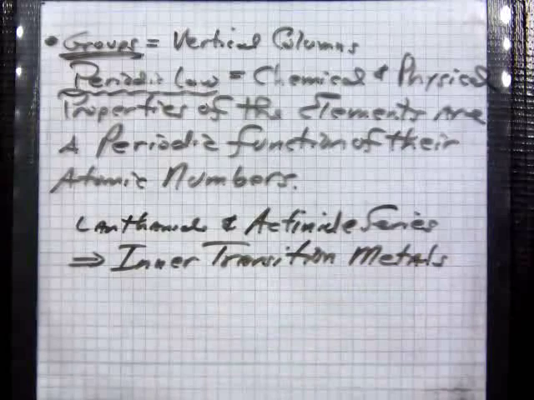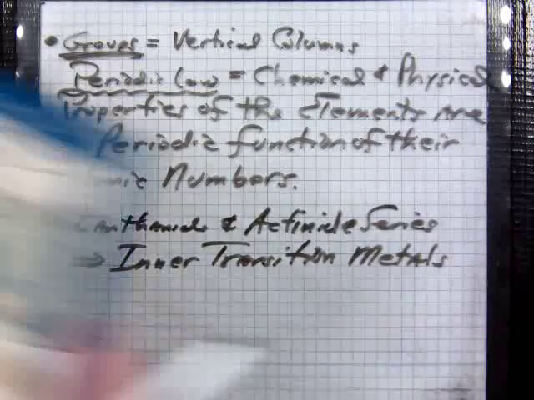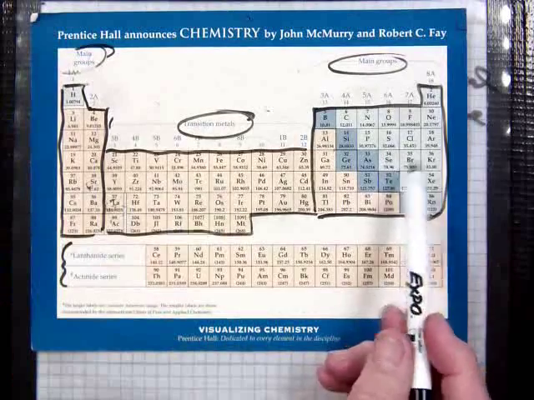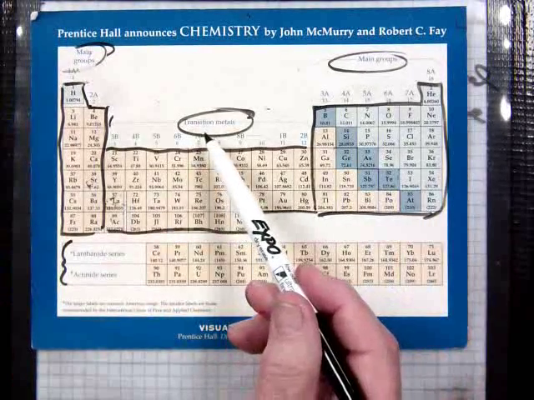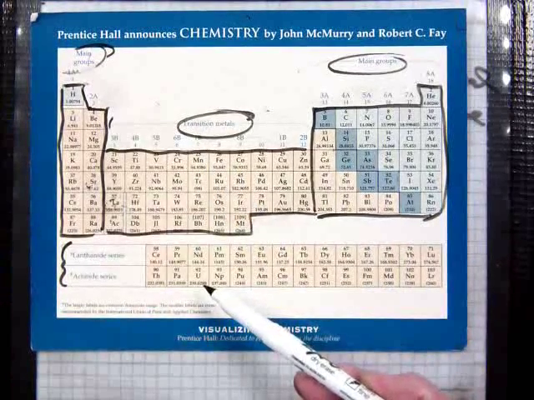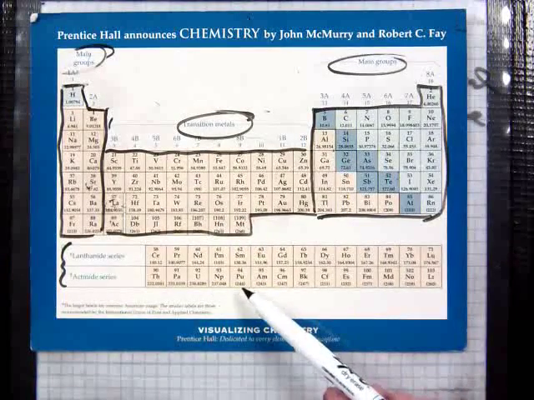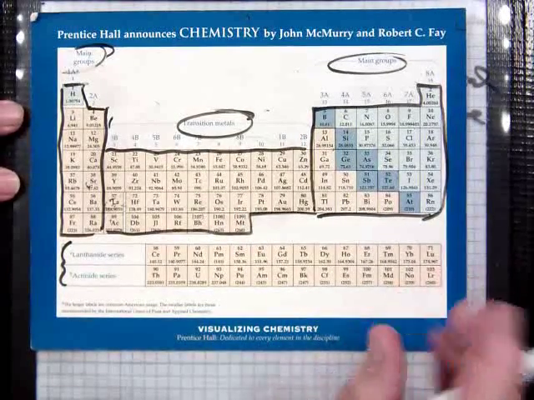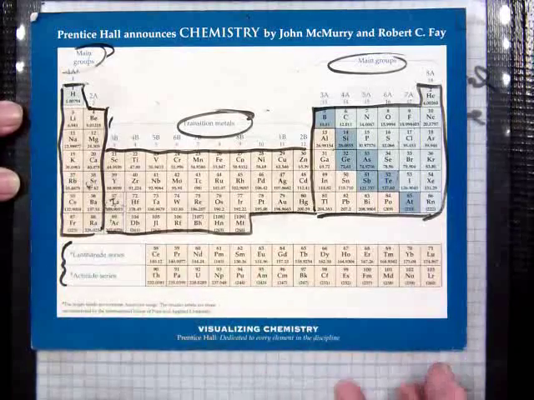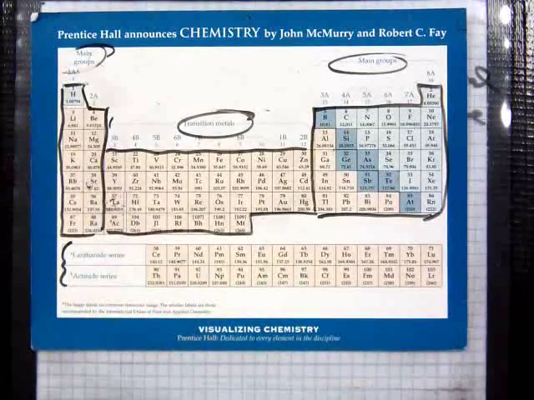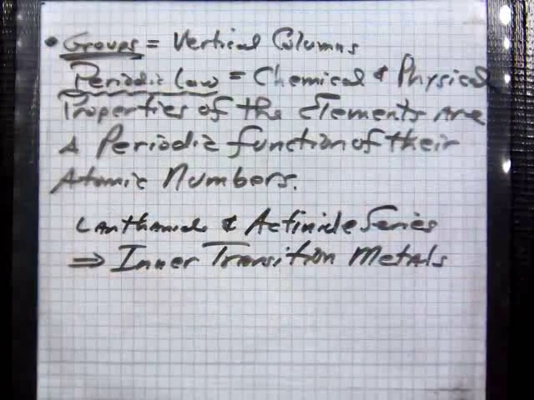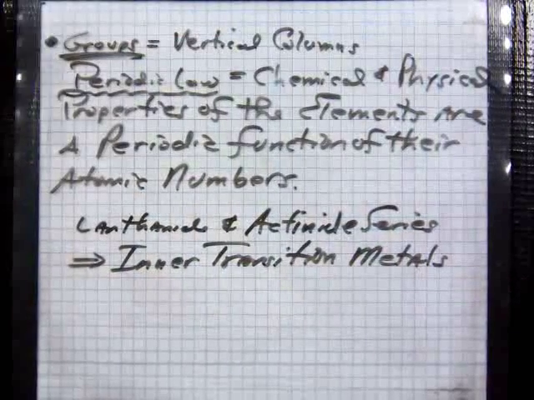Break those out into these four main groups. Main group elements, transition metals, and intertransition metals like that. Now, I showed you the other day that when you're looking at the periodic table, you can divide it into three classifications of elements: metals, nonmetals, and metalloids.